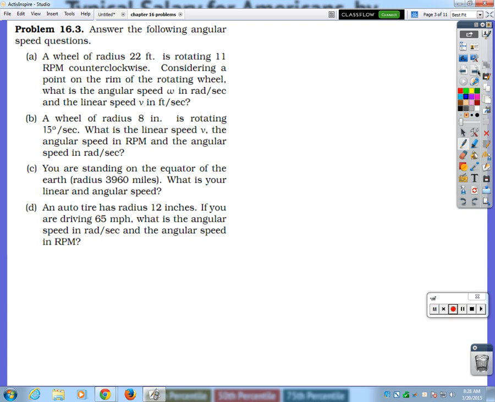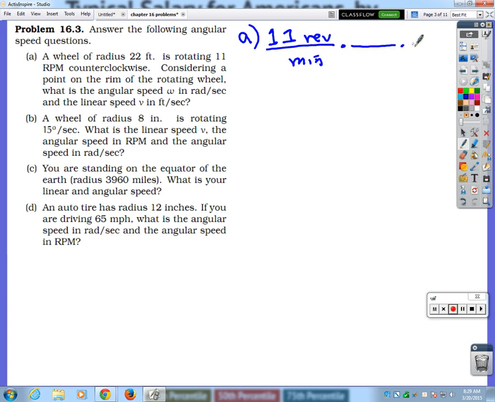I think we can do either one. Angular speed is a good one to start with because angular speed is directly related to the RPM. So anytime you know the rotations per minute, then you can figure out the angular velocity, right? There are just different ways of measuring the same thing. So you have 11 revolutions per minute.